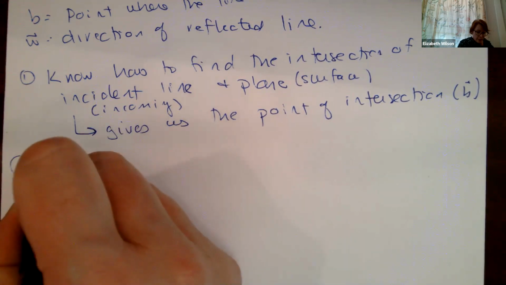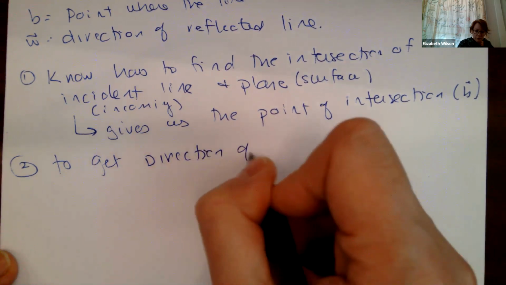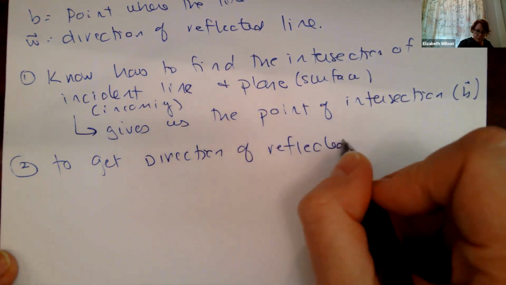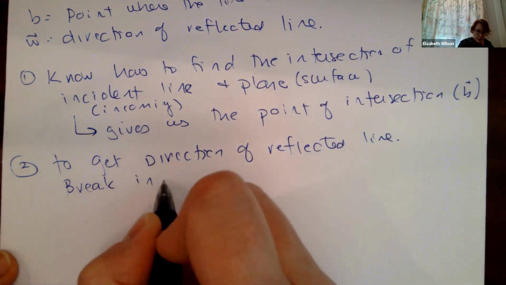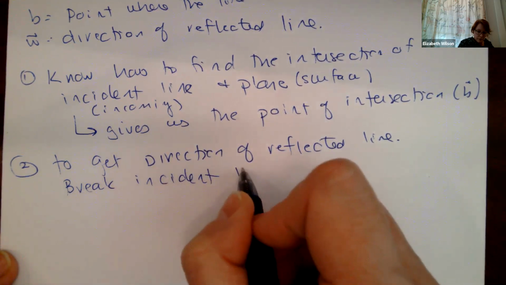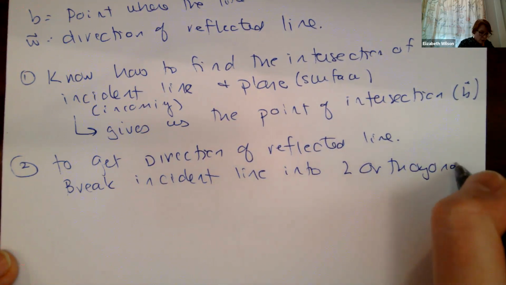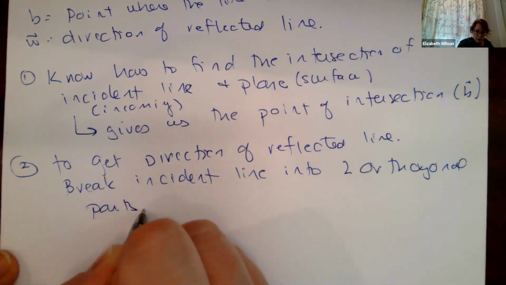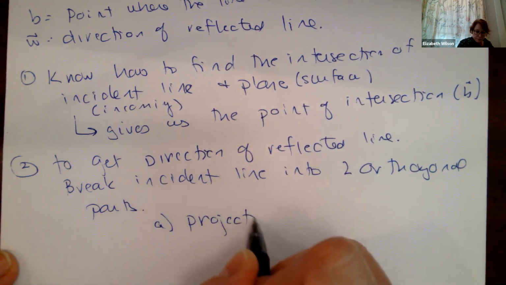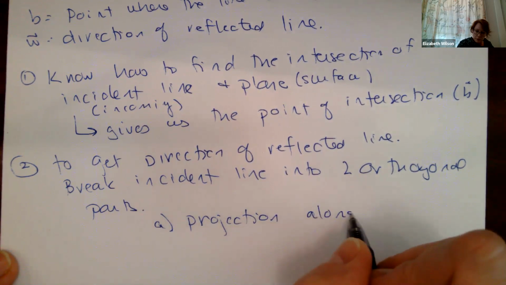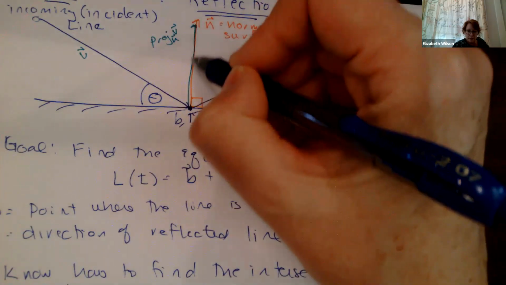2, what we know is we have to get the direction of the reflected line. We have to break the incident line into 2 orthogonal parts. Okay, the first part is the projection along the normal vector, right? So that's this green line right here, right?